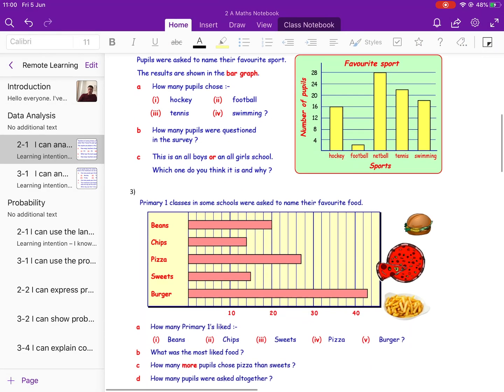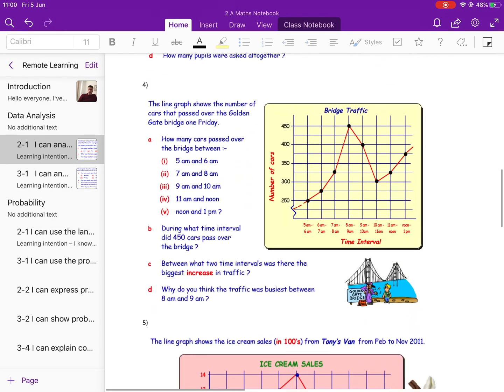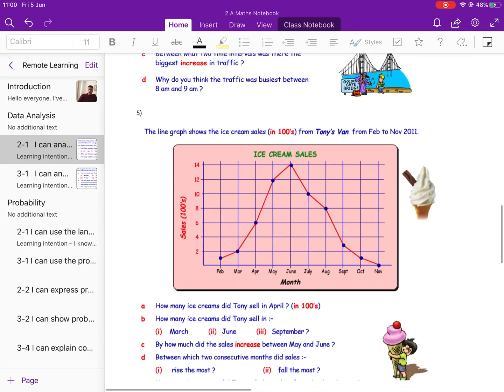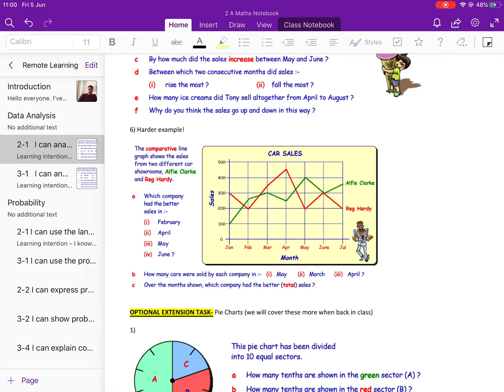If we keep going down, question 3 you'll see is a horizontal bar graph, which again I'm going to go over examples of them in a wee minute. It then goes on to line graphs, and there's a slightly trickier one at the end which has got 2 lines on it, so that's your bit of your challenge for this one.